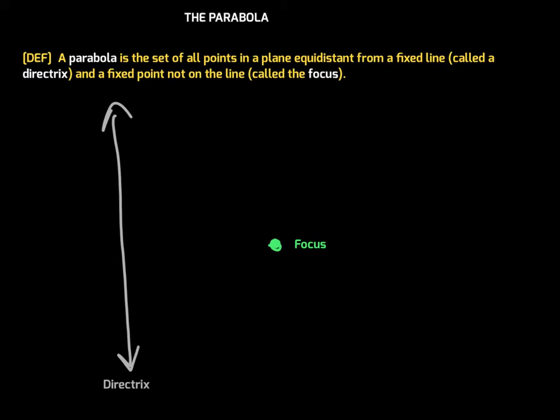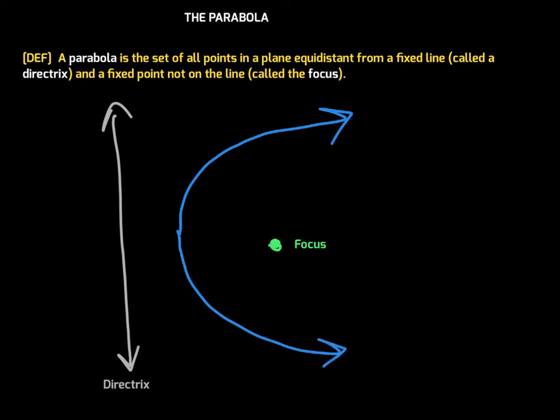So here we have a directrix, which is just a line, and a point called the focus, and the focus is not on that line. So a parabola, by definition, is a set of all points that are equidistant, meaning the same distance, from the directrix as they are from the point called the focus. So a parabola would be something like this.